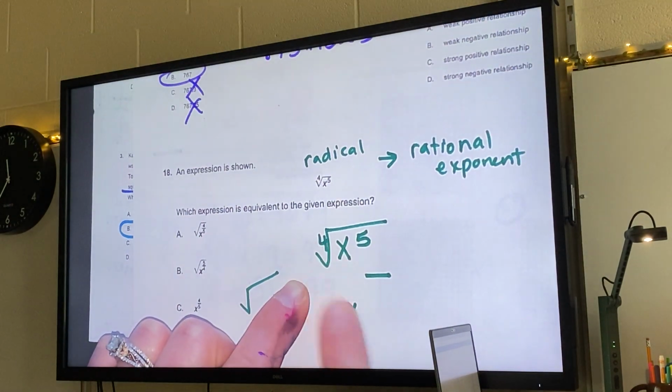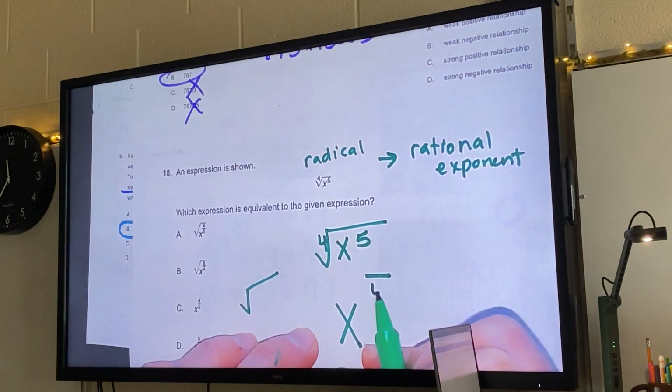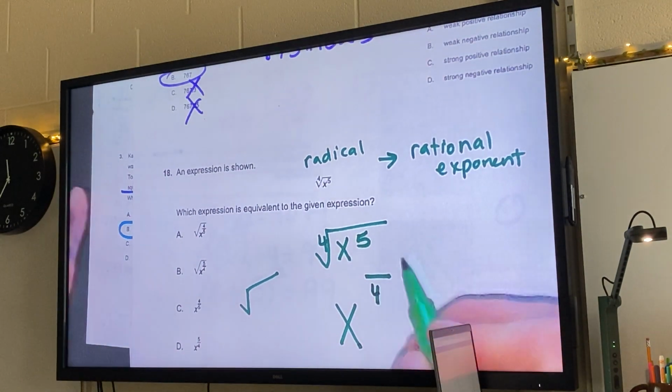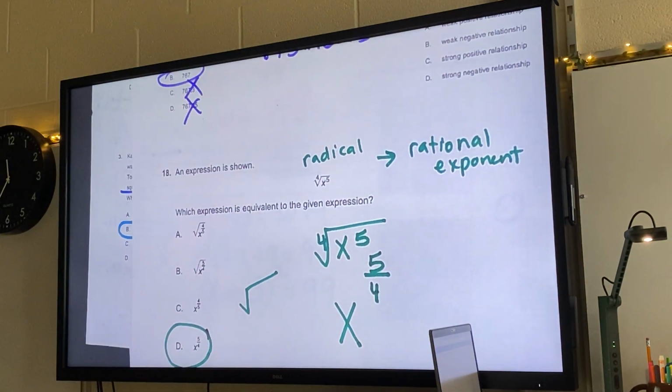My root, I need to put it on the bottom because it's got to go in the ground. 5 is your exponent, and the exponent goes on top. So the answer would be D.